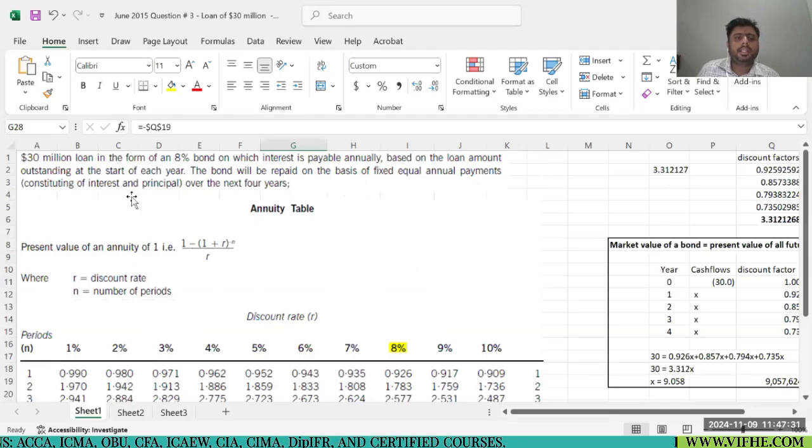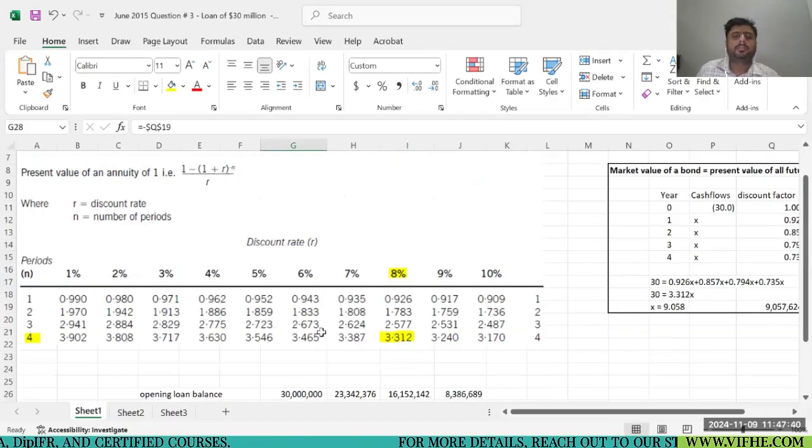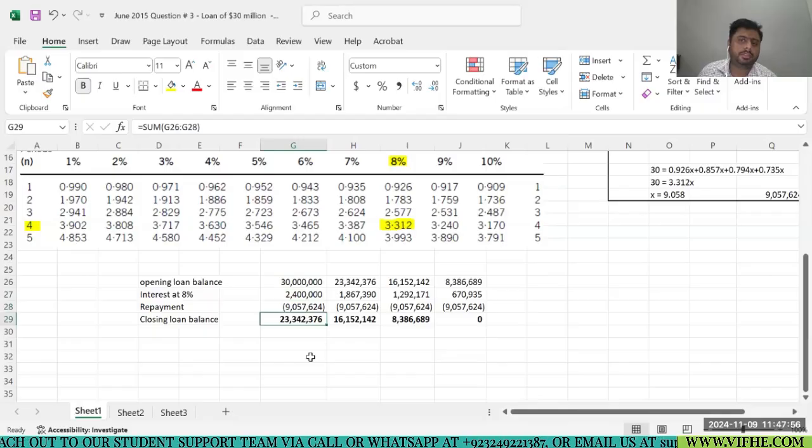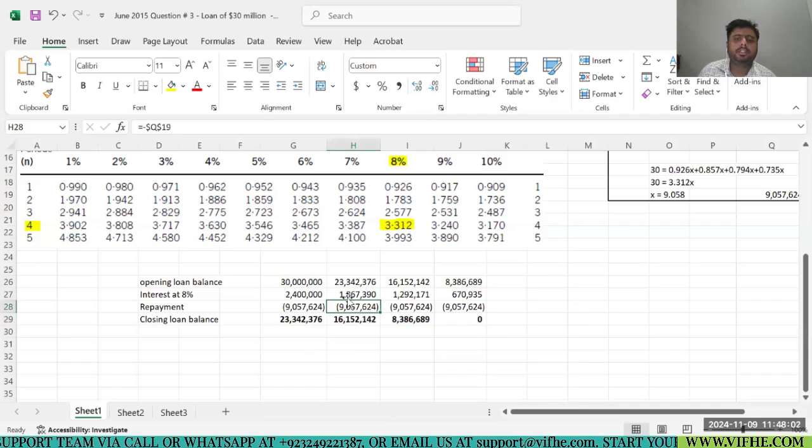Over here, it was written that each of the annual equal repayments will include some component of interest and some component of principal. So for example, at the end of first year, when you paid 9057624, this included 2.4 million interest and the rest was your principal. That's why your loan amount decreased from 30 to 23.3 million. Second year again, 9 million was repaid. This included 1867 of interest and the rest was the repayment of the loan. So you were left with 16,152.